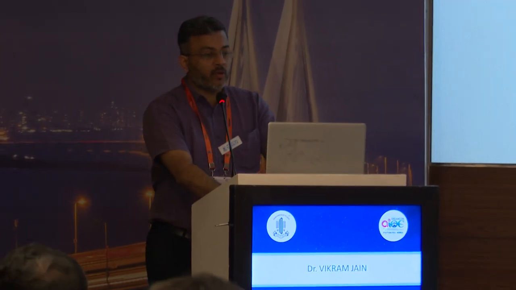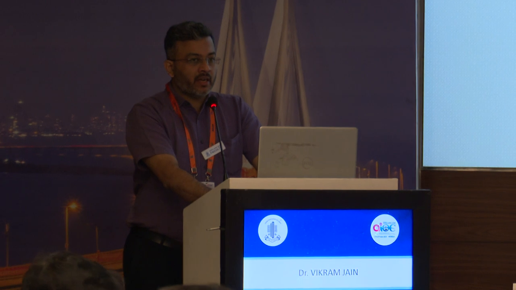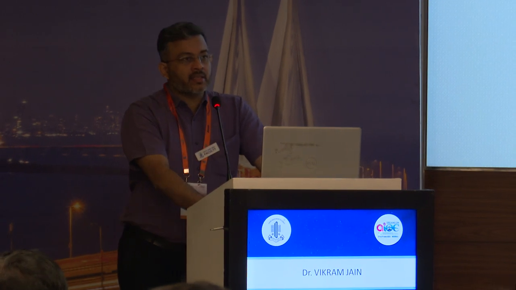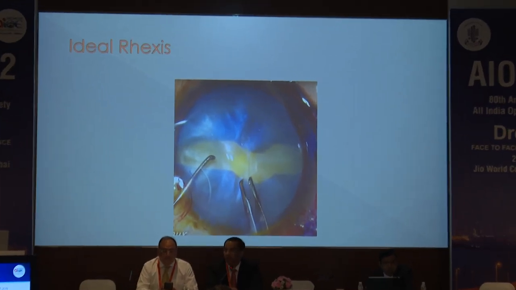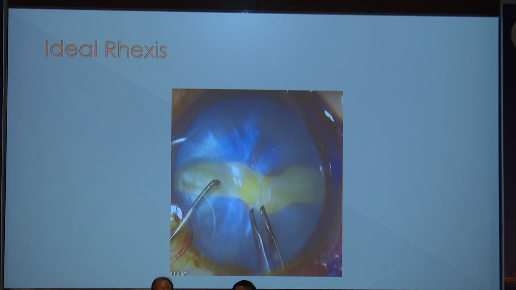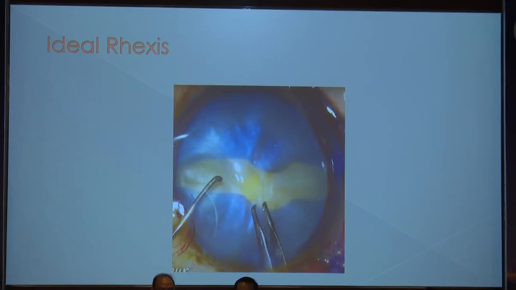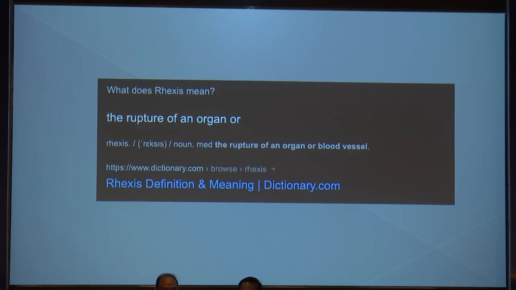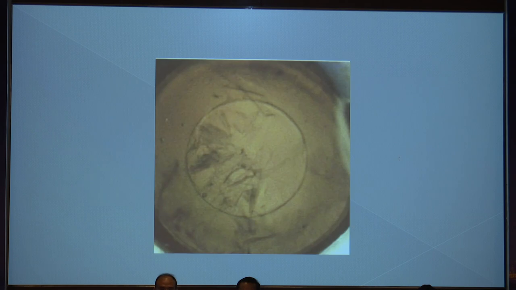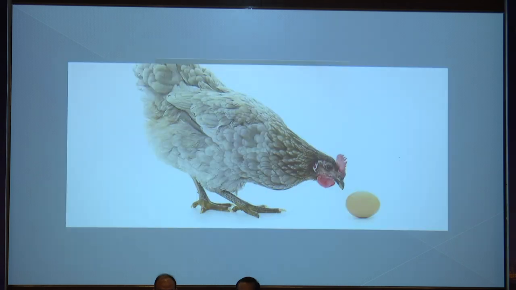So let's move on to my topic. How do you manage a runaway rexis? An ideal rexis, we know, is a continuous curvilinear capsular rexis, but definition-wise, rexis merely means rupture of an organ. So this would be an ideal rexis, but we don't want this happening. The word continuous is important for us. Continuous curvilinear capsular rexis is what we all want. This would be an ideal rexis. Of course, this is a femtorexis. Not all of us have access to this. What we'll be discussing is our manual CCC that will be done either with the cystitome or with the forceps.